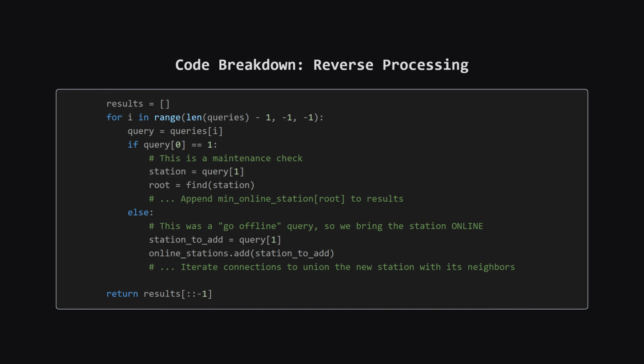We loop through the queries from last to first. If we see a maintenance check, we just find the group that station belongs to and look up the stored minimum online station for that group. Easy. If we see a go offline query, we do the opposite.